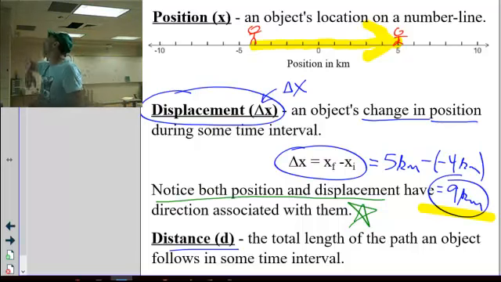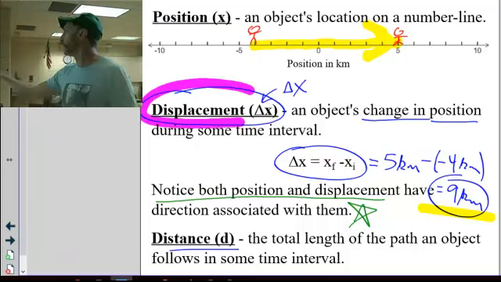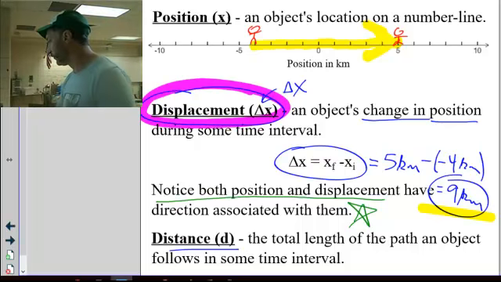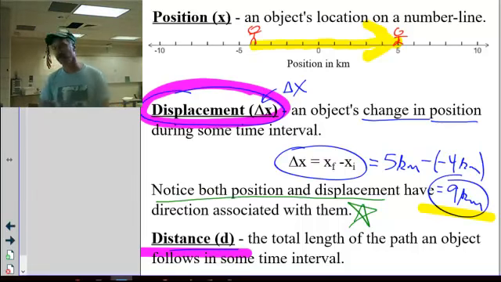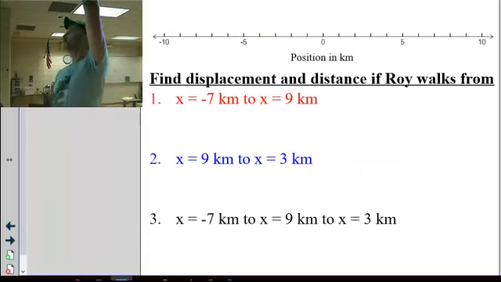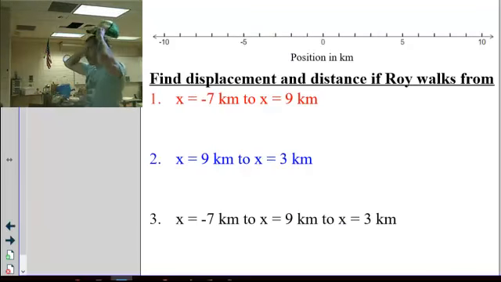Ultimately, to be honest, displacement is the only one that we're going to care about this year. The only reason I'm even talking about distance is just because I think you'll better understand displacement if you also know what distance is, just so you can see how they're different. So here we've got this number line again.